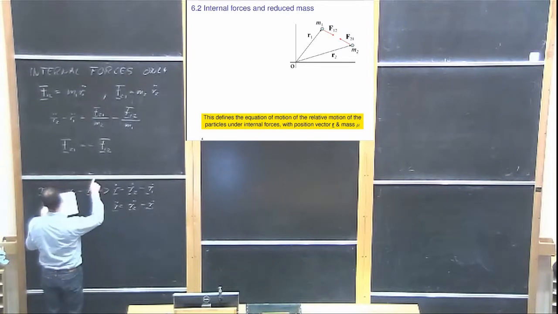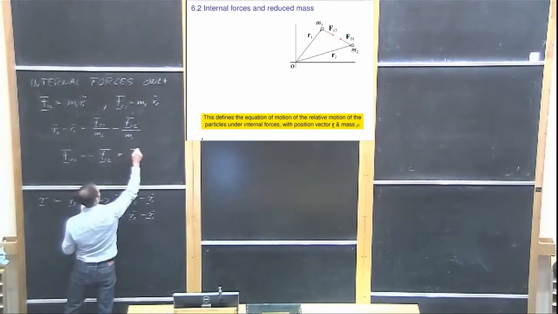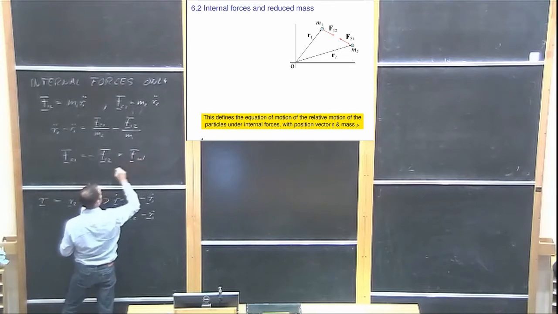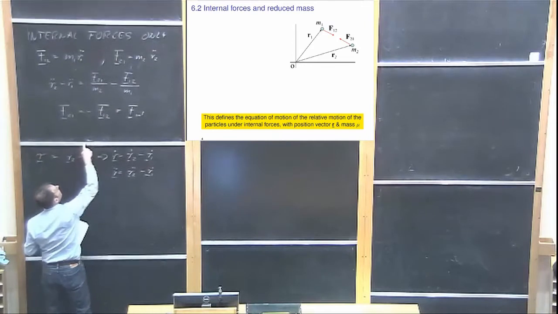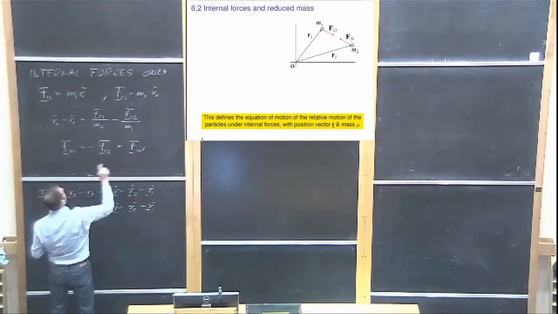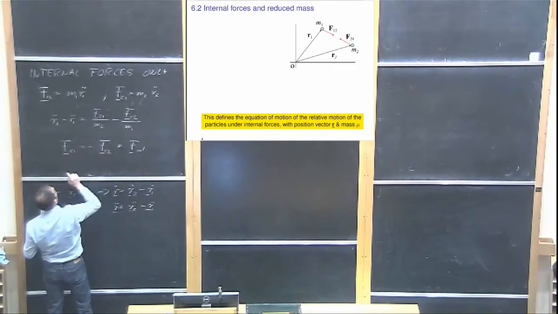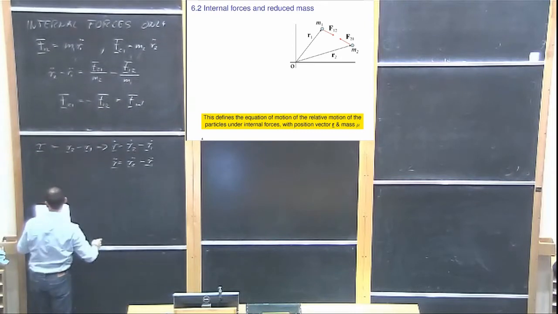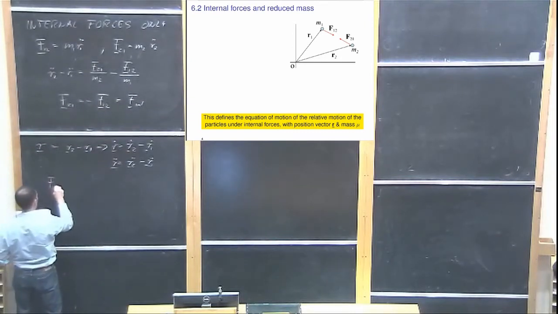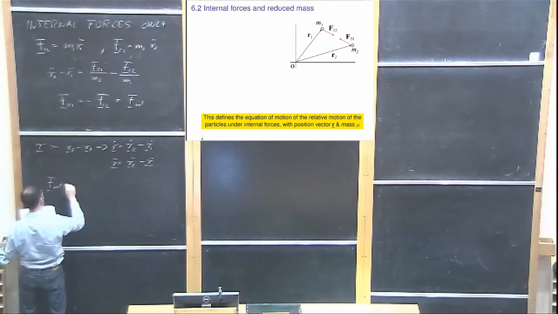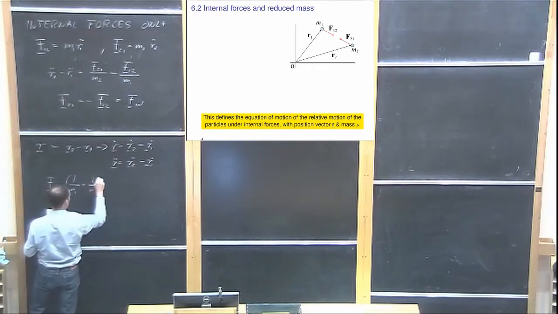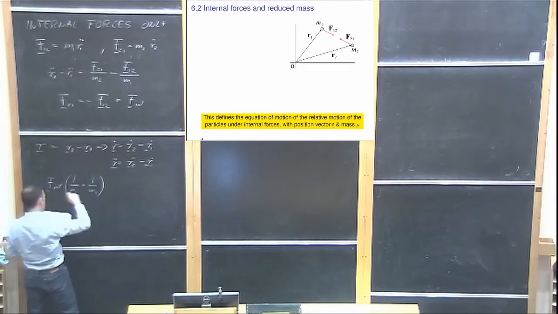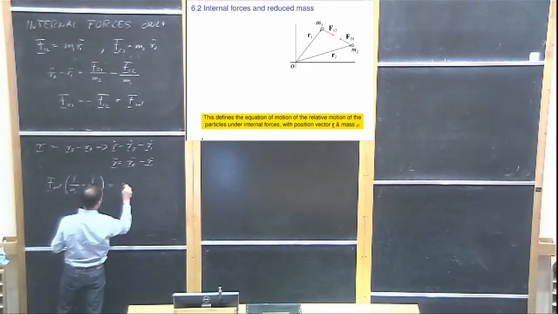Probably should have also rewritten that: this is then what we define as the internal force. This is the force the particles apply onto each other. And if we use this and combine it and rewrite that equation a little bit, we get that F internal times 1 over m1 plus 1 over m2 equals R double dot. We just pull it out from this fraction.